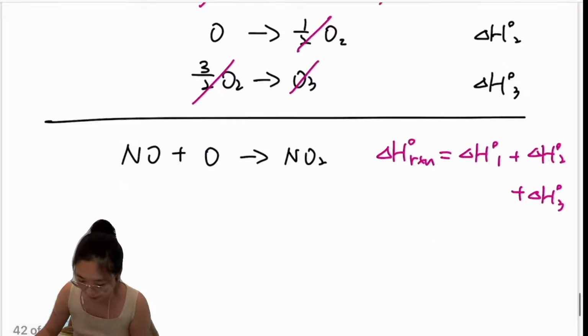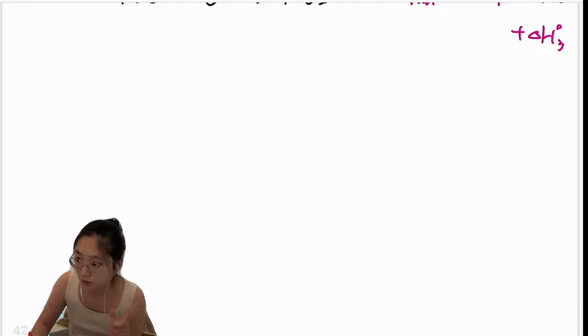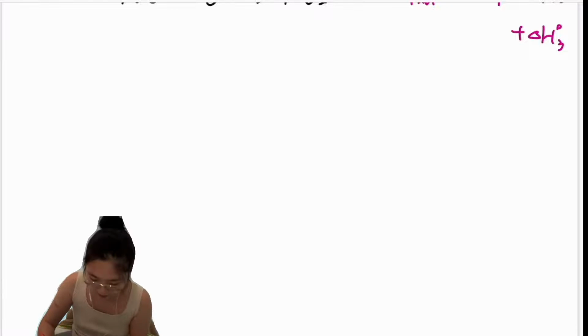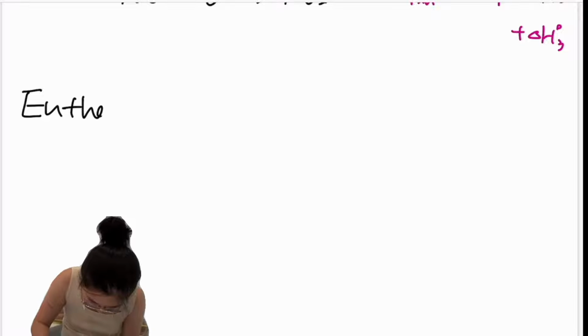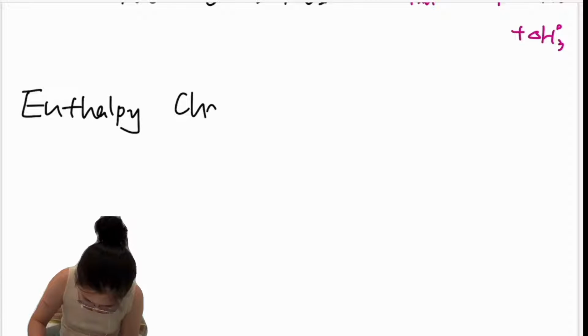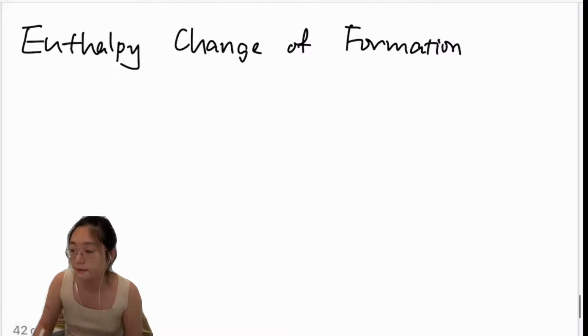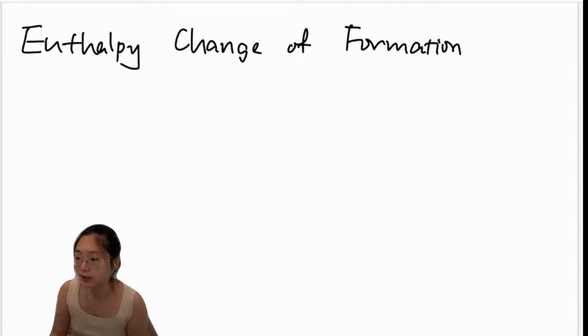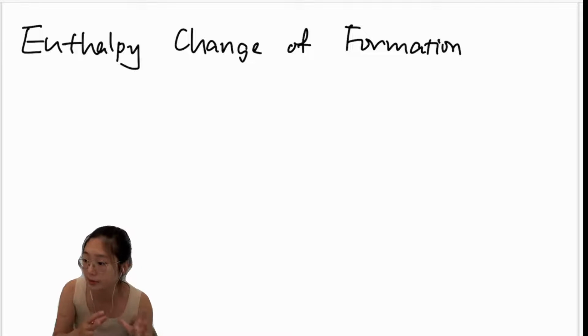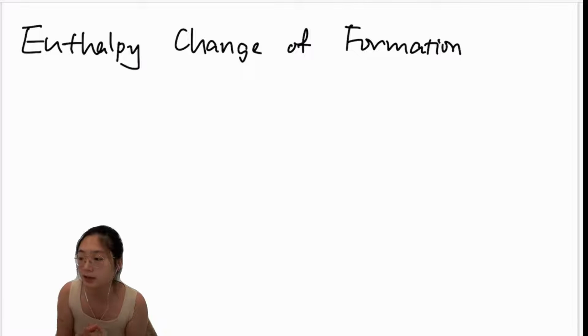Okay, and then now we can use Hess's law to find the enthalpy change for a certain reaction. First of all, we need to know the enthalpy change of formation. So enthalpy change of formation means for any substance, let's say you are going to produce it, you're going to go through some kind of process, and you're going to form 1 mole of this substance from its pure elements, and the change of enthalpy for this reaction is called the enthalpy change of formation.